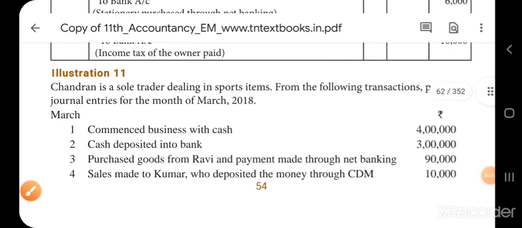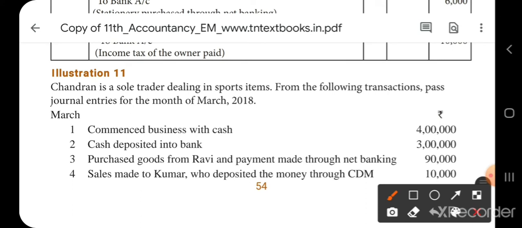Illustration 11. Chandran is a sole trader dealing in sports items. From the following transactions, pass journal entries for the month of March 2018. The first transaction: commenced business with cash.